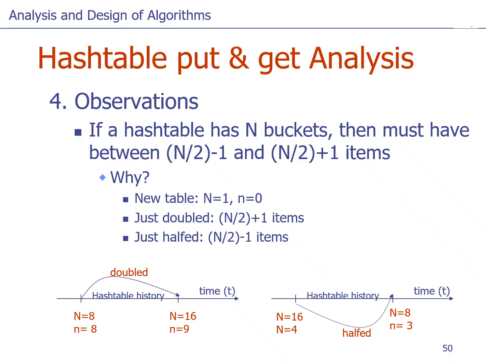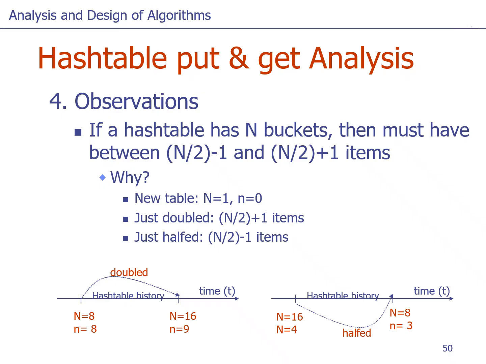Now, let's note down some observations. If at any point in time I ask how many buckets I have, I will be told some number. Let's call it big N. Based on this big N, I can deduce a range of the number of items I could possibly have. It's going to be between N divided by 2 minus 1 and N divided by 2 plus 1 items.